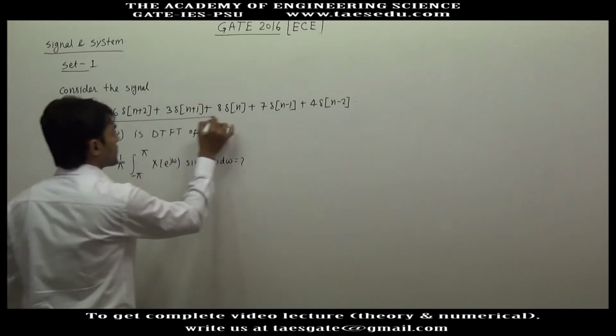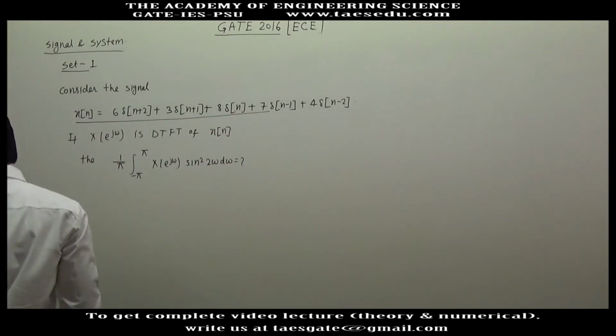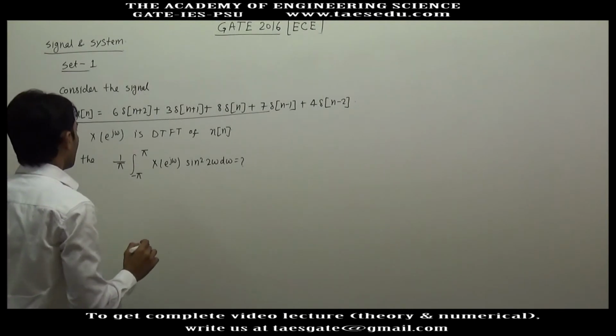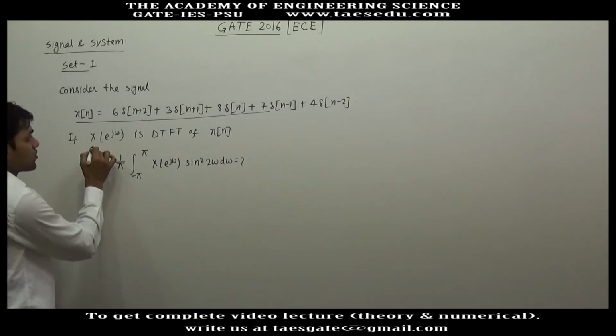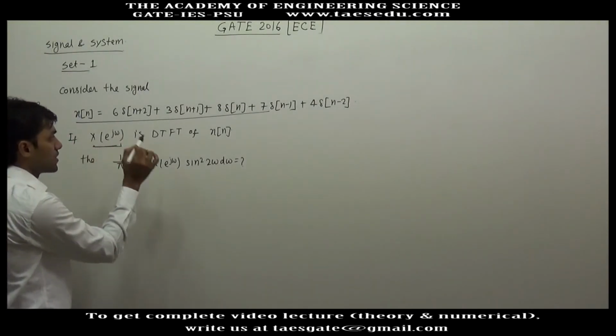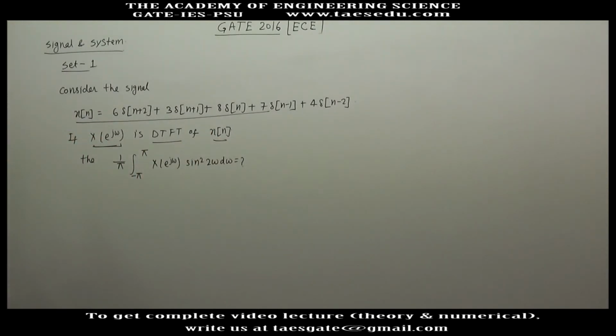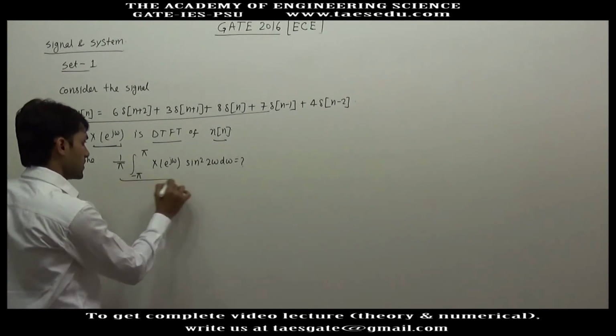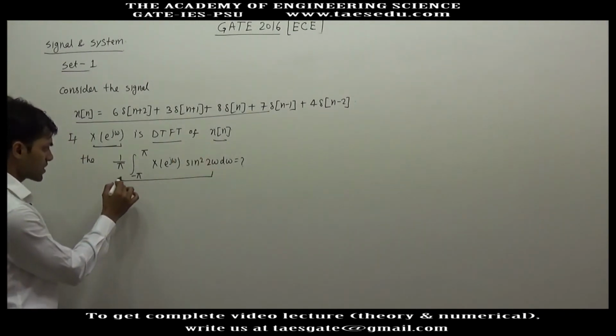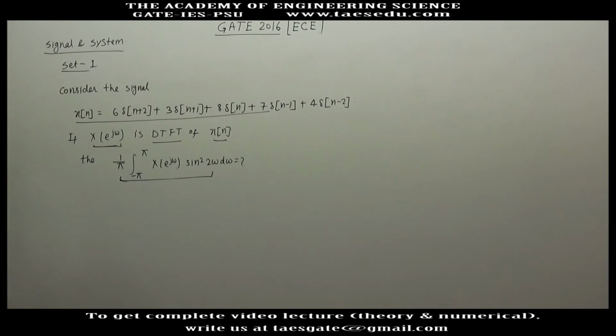Here x[n] is given and X(e^jω) is the DTFT of x[n], the discrete-time Fourier transform of x[n]. Then we have to find out this integral. This type of question has been asked many times in GATE.